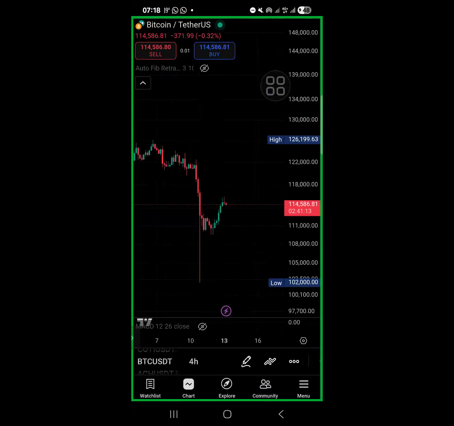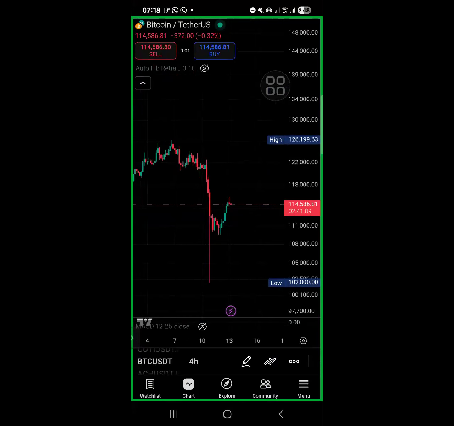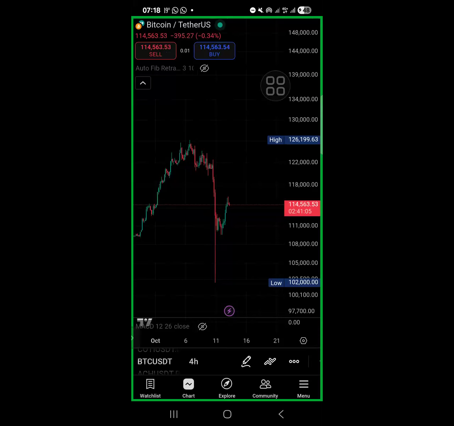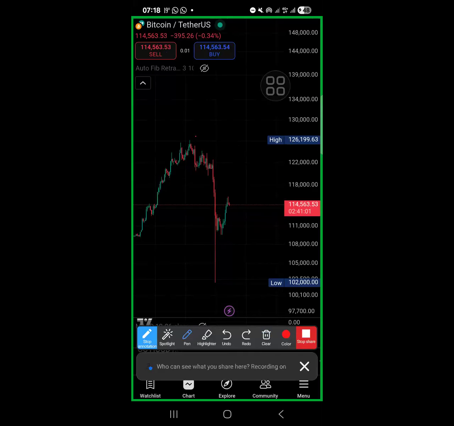For example, in this scenario, can you see where the market is coming from? You can see that there was a downtrend here. There was a downtrend there. Can you see? There was a downtrend there. So price went further down here.